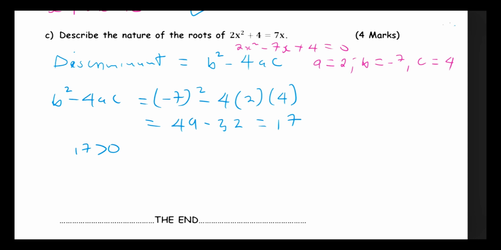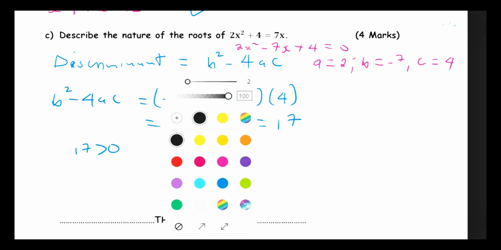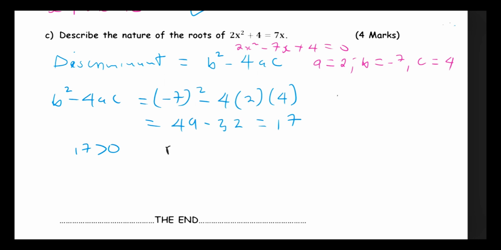When the discriminant is greater than 0, then we say that the roots are real. That is the first description that we'll have. The roots are real. Another thing that we'll observe is that they are irrational. And then the most important thing is that they are not equal. They are unequal, or you can say they are distinct. That marks the end of that paper.